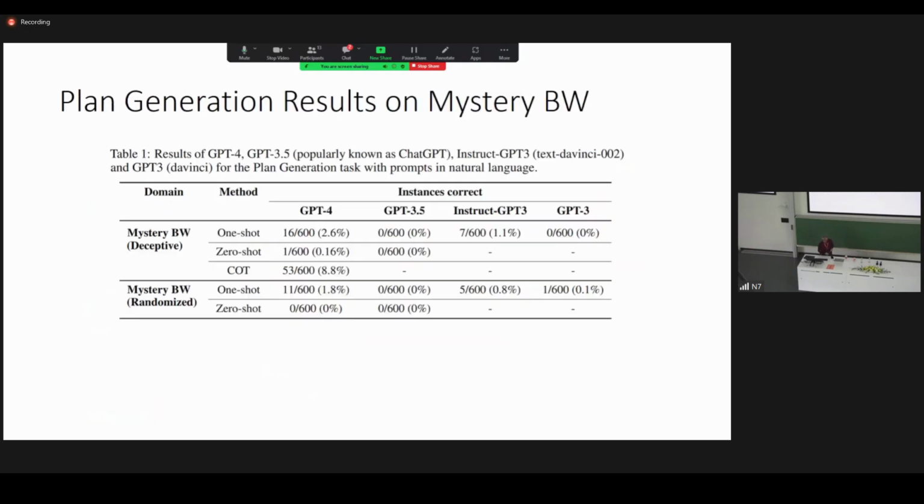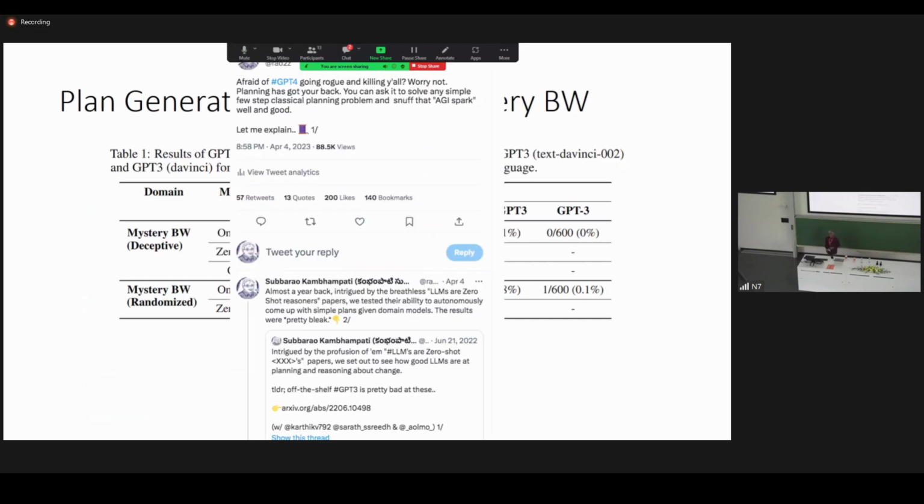So it can't plan. These are more plan generation results on the mystery domain. And we did mystery domains for other things like logistics, et cetera. It just fails. So it's not planning. So in fact, when this happened, I tweeted that if you're afraid of GPT-4 going rogue and killing everybody, worry not. Planning has got your back.